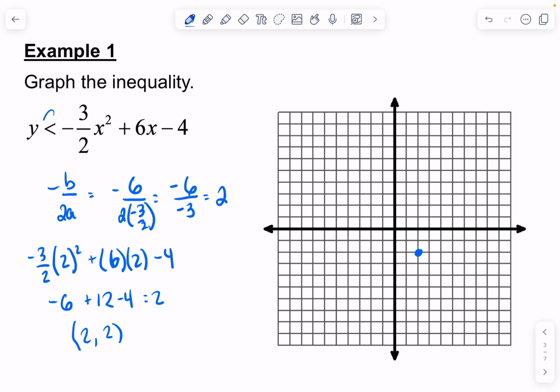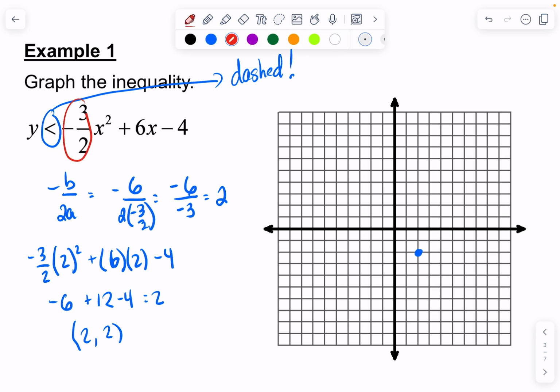It's a dashed line. Make sure you don't forget that. I always forget that. Okay, I open down because my a is negative. Remember that's your y-intercept because x equals 0. So I have the point negative 4 on my y-axis. I now have a symmetry point that I can put down.